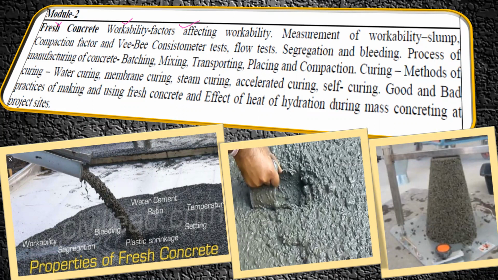Then we'll try to cover the very important topic of concrete technology, that is the slump test, which we usually do on the site. Then we have a compaction factor test, we have a VB consistometer test, then we have a flow test. Then a very important term that we should be knowing is segregation and bleeding.